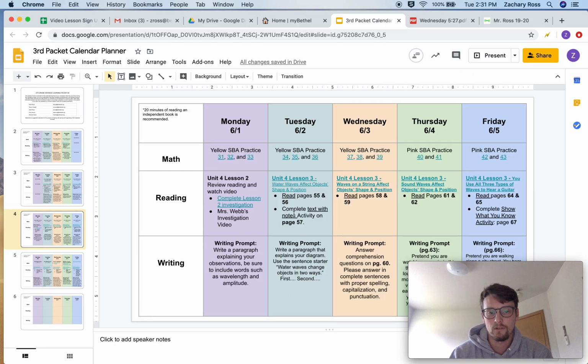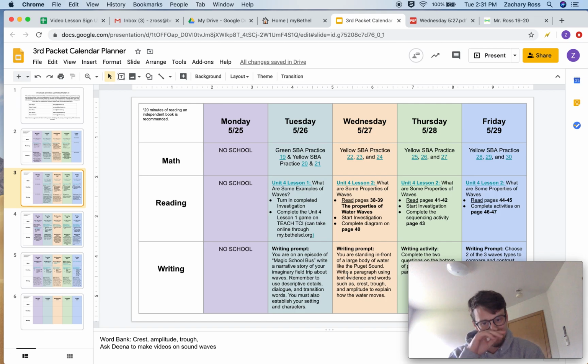Now your writing prompt says, you are standing in front of a large body of water like the Puget Sound. Write a paragraph using evidence and words such as crest, trough, and amplitude to explain how the water moves. I want you to pretend that you are standing in the ocean or in the Puget Sound. Explain what the waves are doing. Talk about how fast they are moving using those vocabulary words.